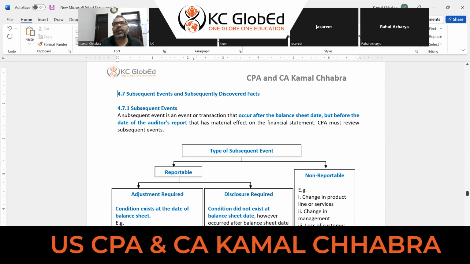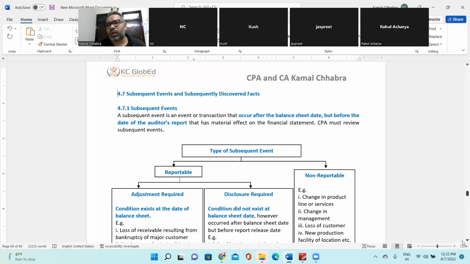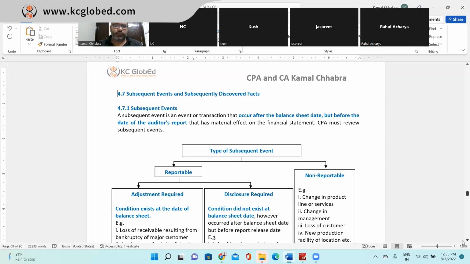For example, you already have some litigation pending, right? During the year, let's say the income tax department has issued a demand order, and you have a hearing against that demand order in, let's say, January. And in February, it gets concluded that you need to pay this much amount as an additional income tax liability or penalties.